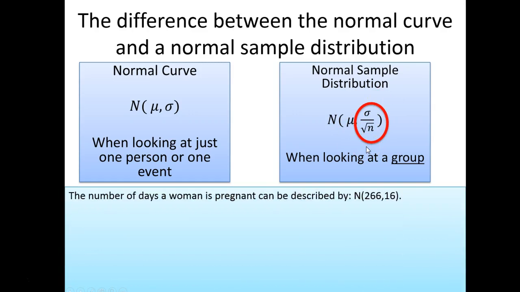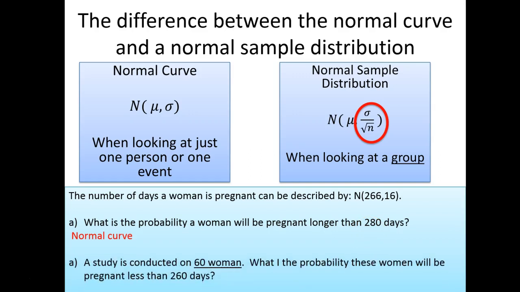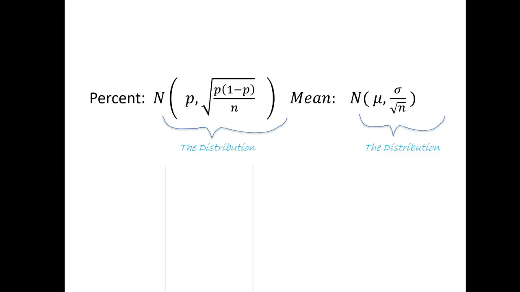So if I was looking at pregnancy, for example, I've got how many days a woman is pregnant right here. If I'm just asking the probability that a woman is pregnant longer than 280 days, I'm asking you just about one person, about her probability. I'm using a normal curve. But if I'm asking you about a study conducted on 60 women, so now I want to know about the average of what's happening to 60 women, then I'm going to be using a normal sample distribution.